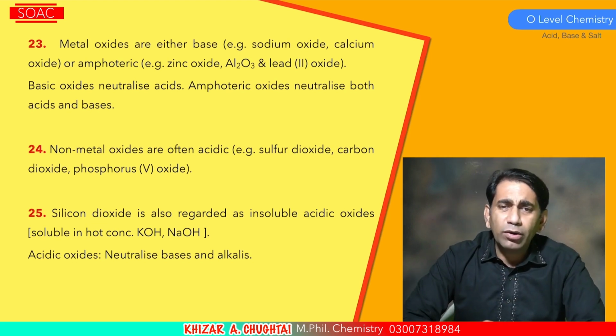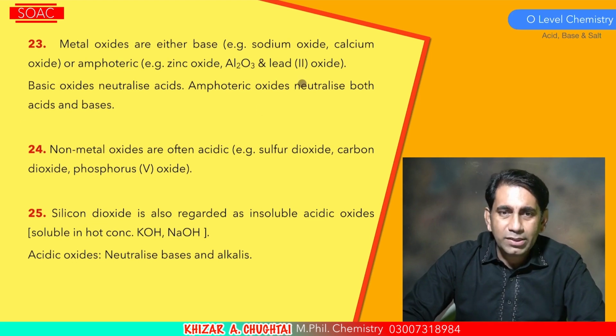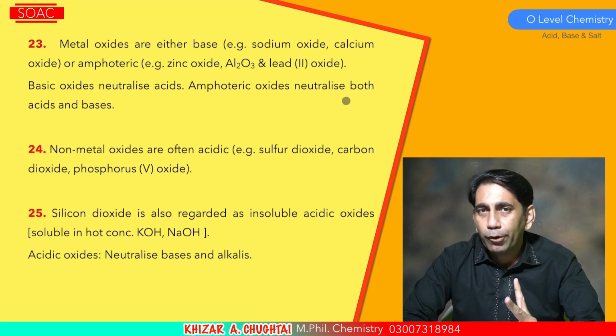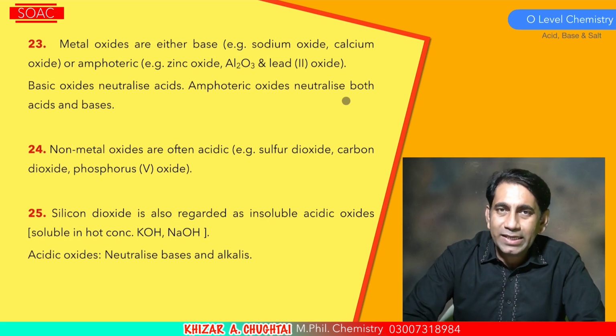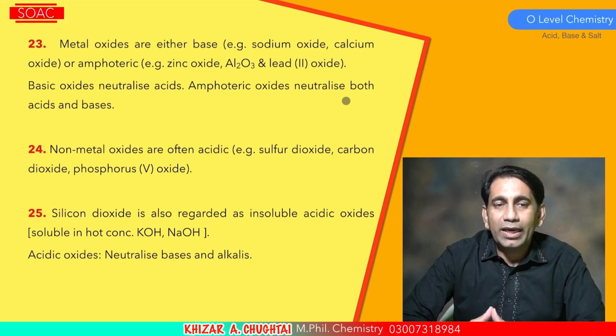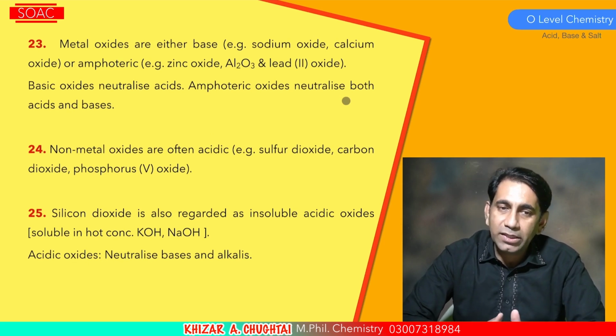These are amphoteric oxides. What are the amphoteric oxides? These oxides neutralize both. They are showing dual properties. They can neutralize the acid as well as the bases. So these oxides can neutralize the acid and base both.